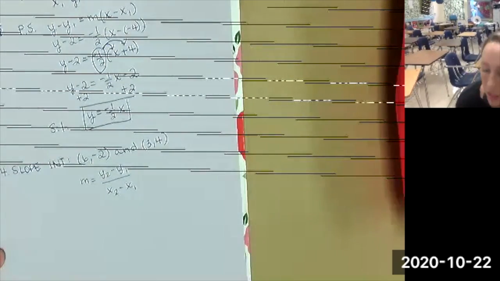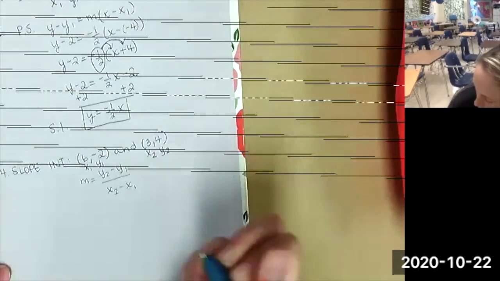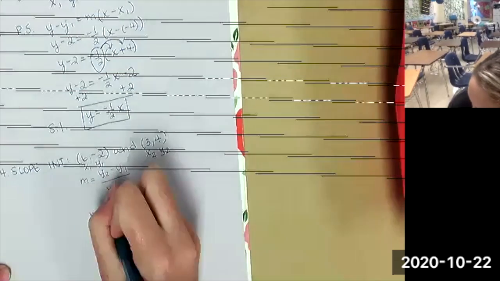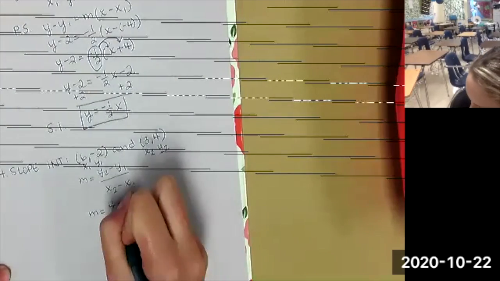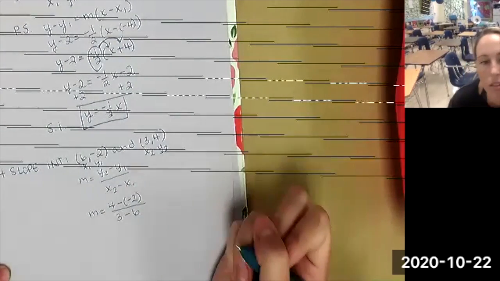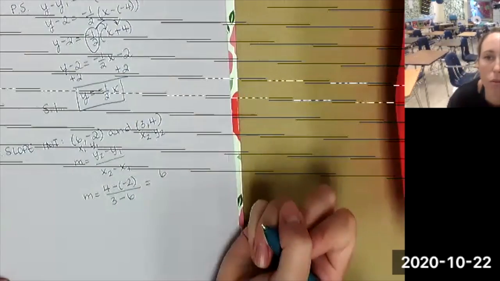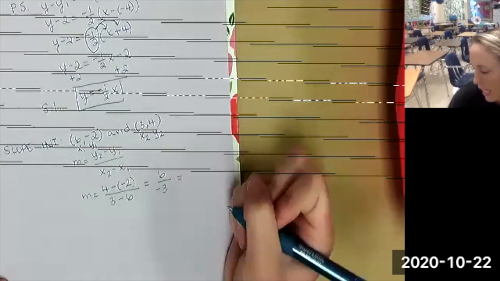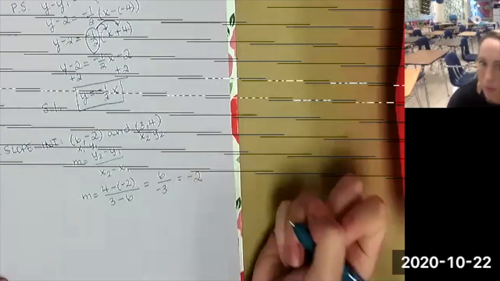So remember, slope is y2 minus y1 over x2 minus x1. So here's our x1 and y1. Here's our x2, y2. And let's plug those in. So we got m equals 4 minus -2 over 3 minus 6. 4 minus -2 is 6, because it would become 4 plus 2. 3 minus 6 is -3. And 6 over -3 simplifies to -2.